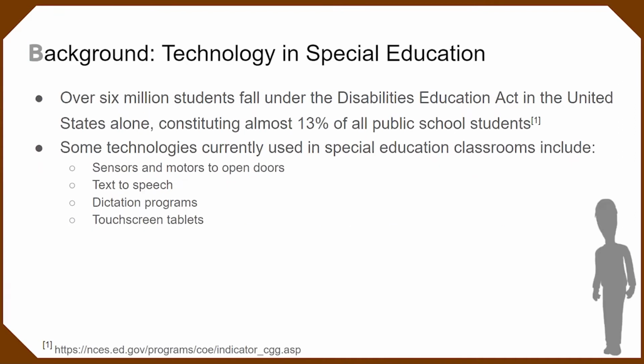So now that we talked about what Color My Moment is, let's go into the background that went into making it. So here we talk about technology in special education, which some of you might think is a niche market until you consider that over 6 million students fall under the Disabilities Education Act in the United States alone, constituting almost 13% of all public school students. And technology is already present in special education. Some technologies currently used in special education classrooms include sensors and motors to open doors, text-to-speech and dictation programs, and touchscreen tablets. So there's definitely a market need and an easy way to integrate and implement this website.